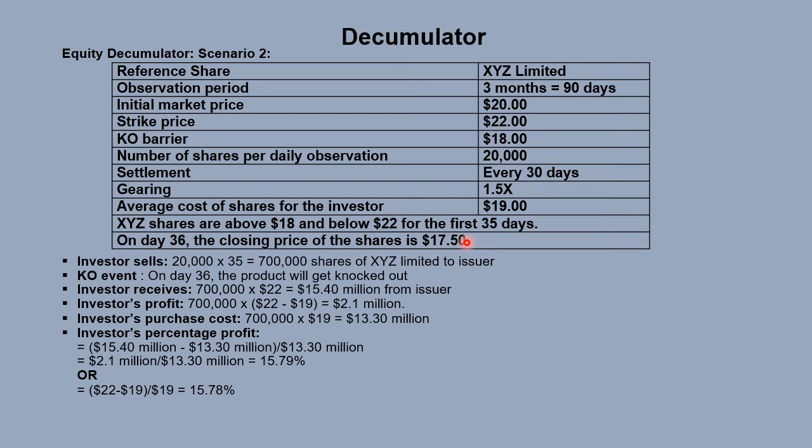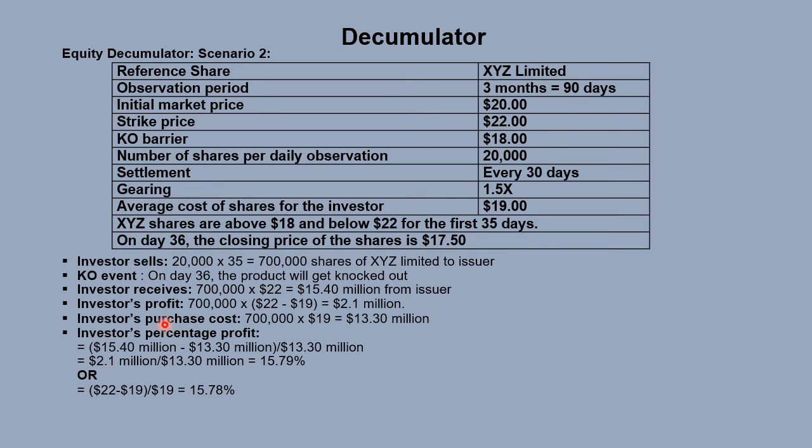In this scenario, the investor will decumulate 20,000 into 35, which is equal to 700,000 shares of XYZ Limited, and he will sell these shares to the issuer at the strike price of $22. On day 36, the product will get knocked out, the contract will terminate, and the settlement will be done. The investor will receive $700,000 into $22, which is $15.4 million from the issuer.